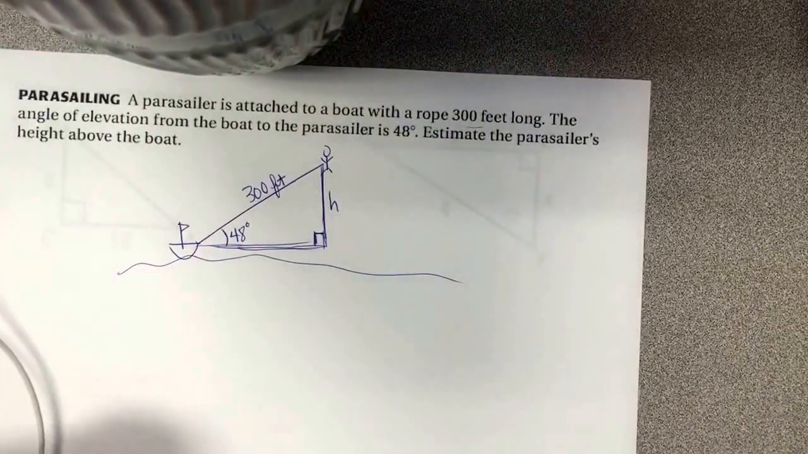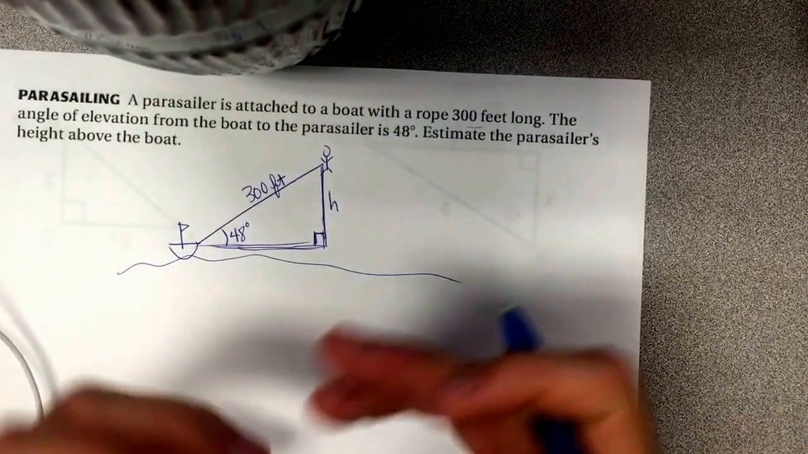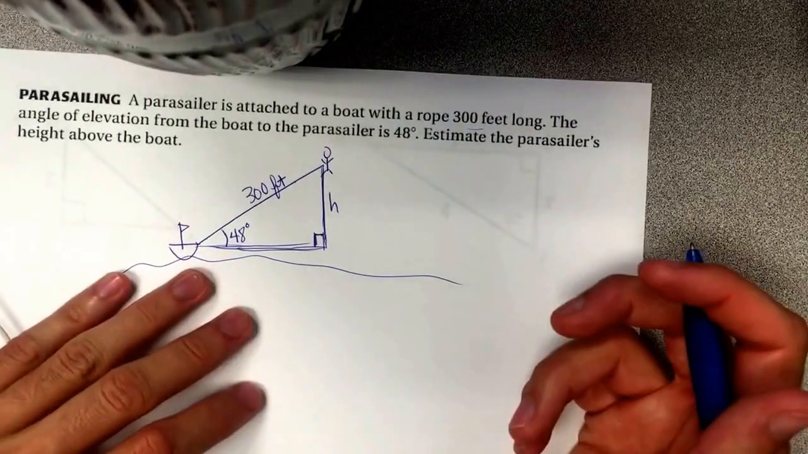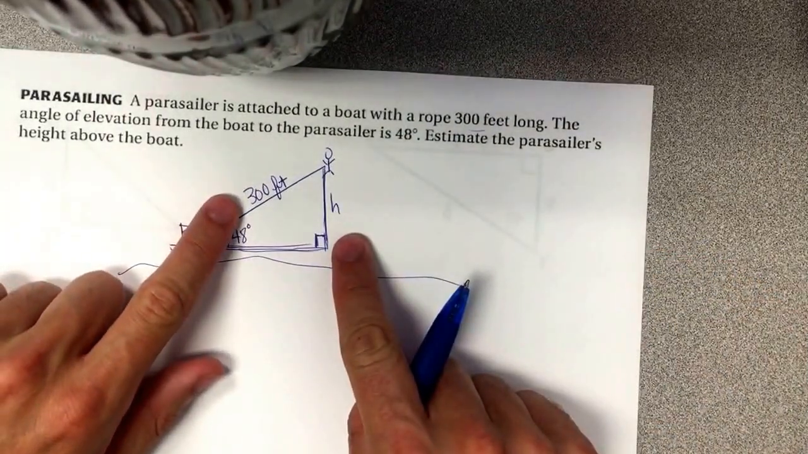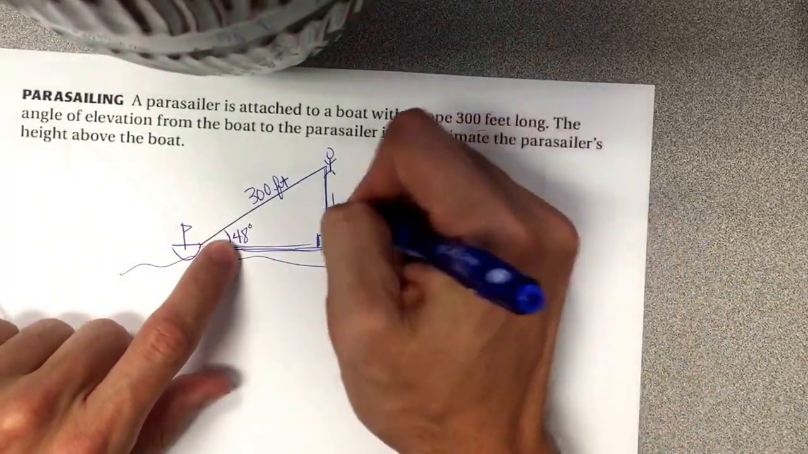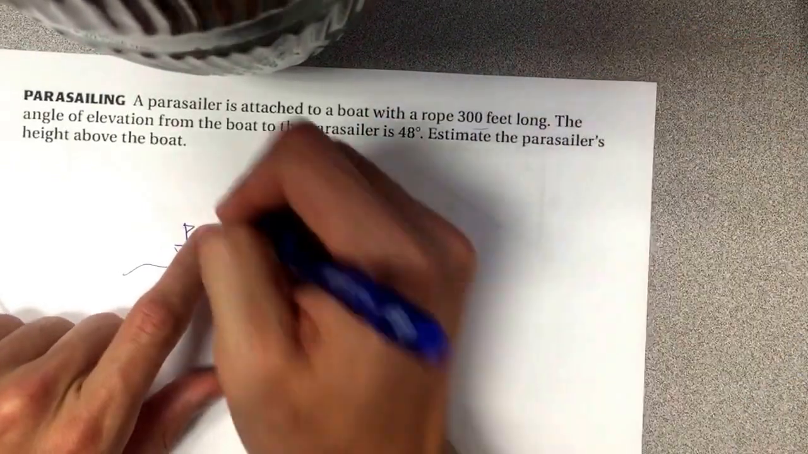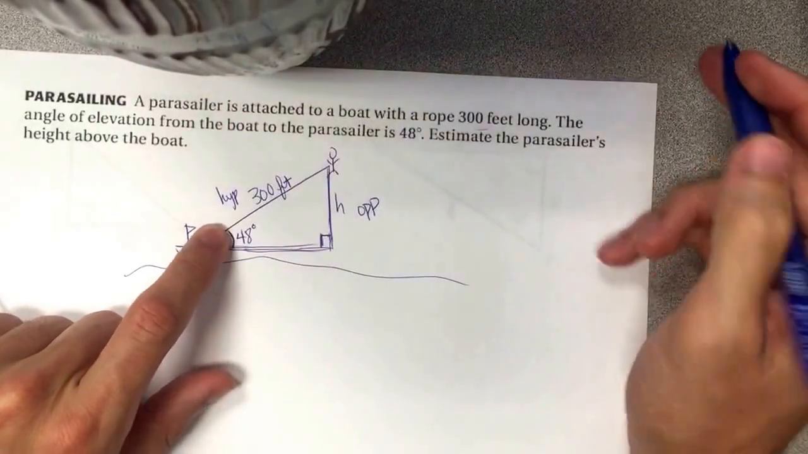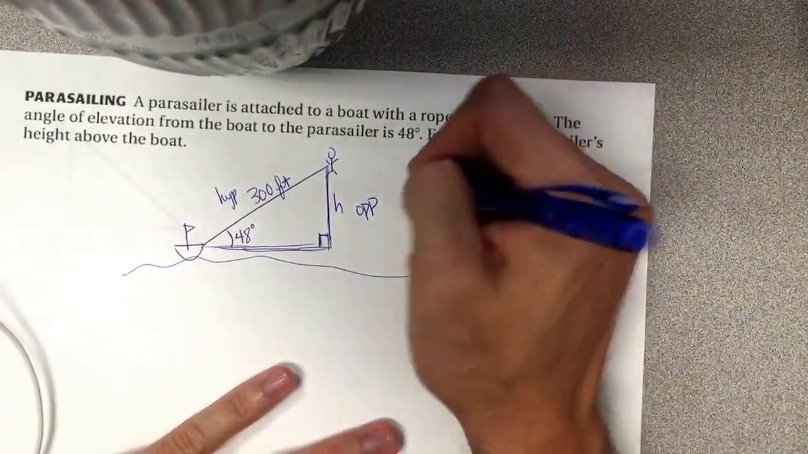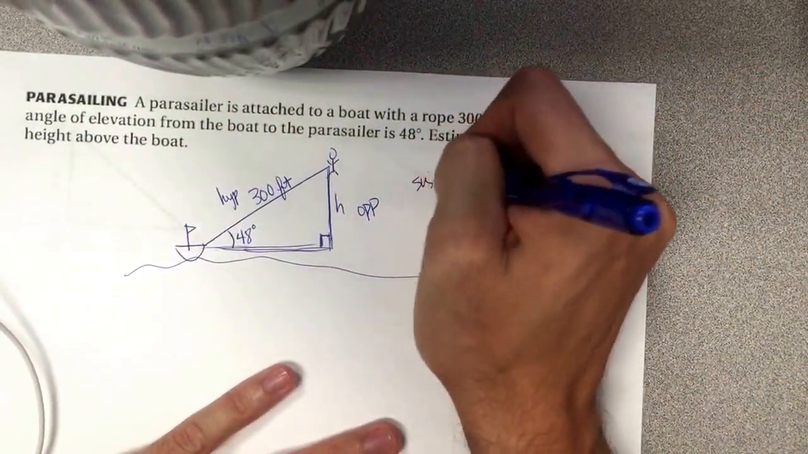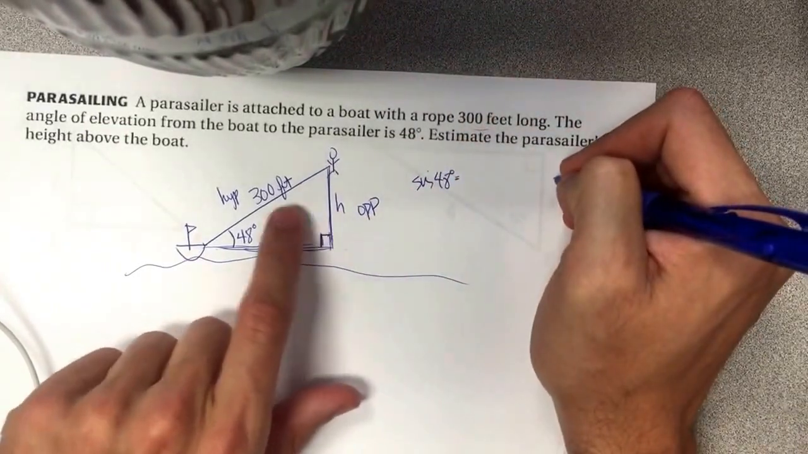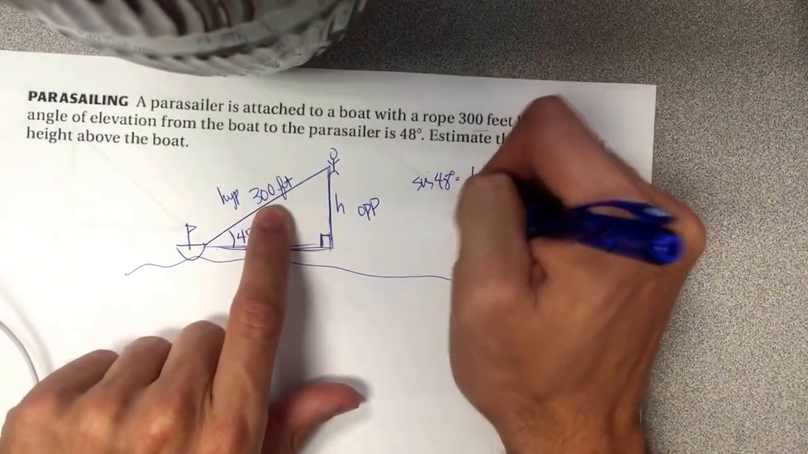So this is just a matter of using a trig ratio. So the first thing you'd want to do is figure out what ratio would I use based off of the side lengths. So from 48 degrees, this is the opposite side. From the 48 degrees, that's the hypotenuse, which would lead me to use a sine ratio. So sine of 48 degrees is equal to opposite over hypotenuse, h over 300.